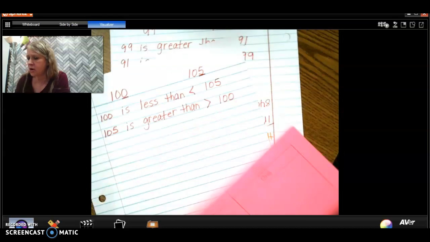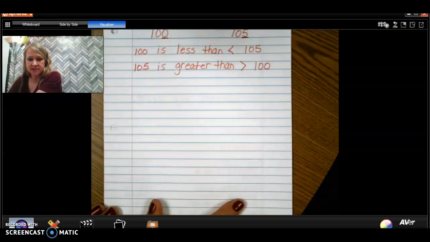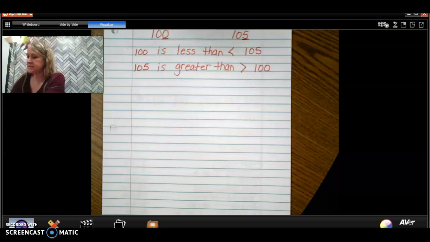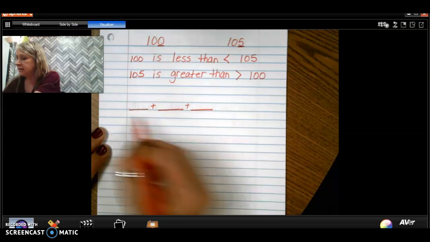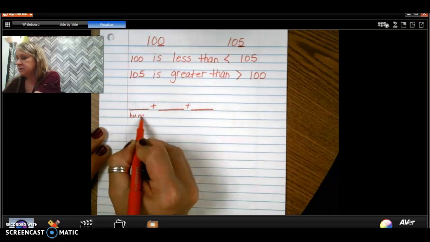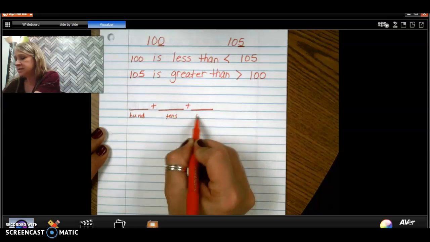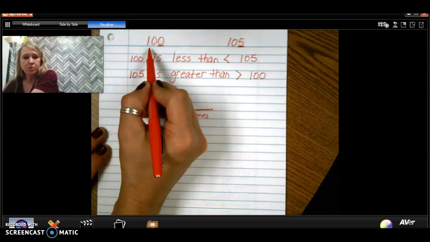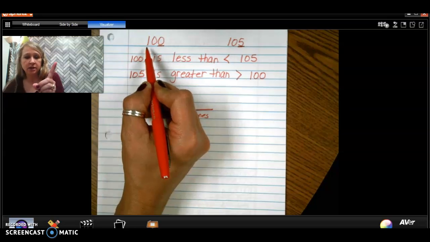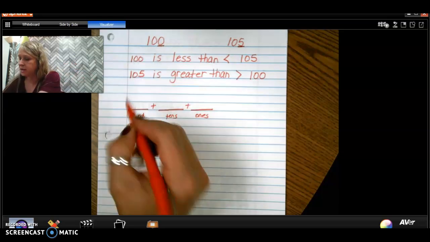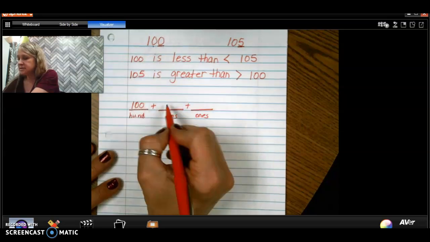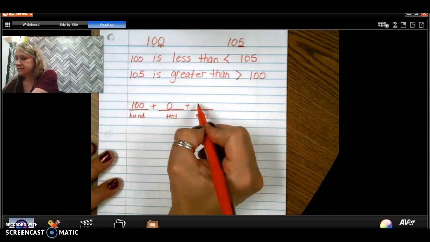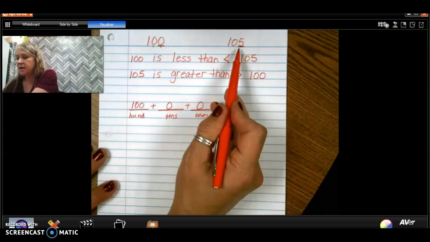Now let's show how 100 is less using expanded form. Remember our expanded form? We have blank plus blank plus blank. This is your hundreds, tens, ones. Okay, so how many hundreds does Kaylin have? 1. And that's worth how much? 100. 100 is worth 100. How many tens? 0. How many ones? Also 0. Okay, what about Sandra's?